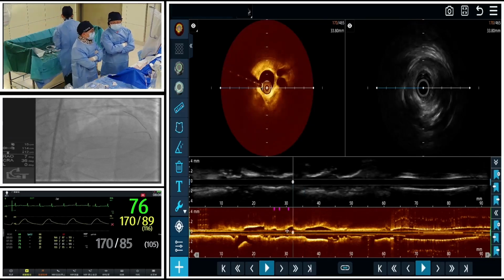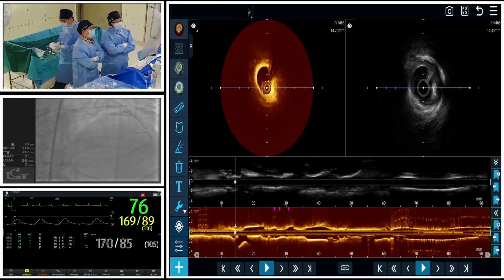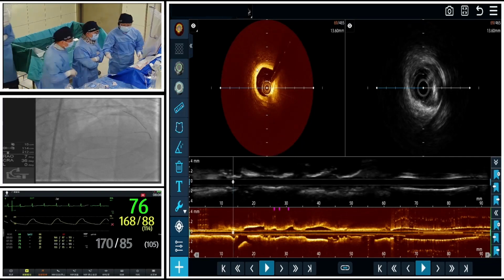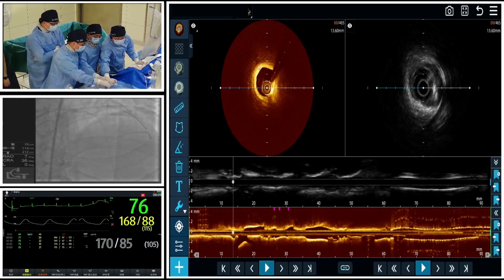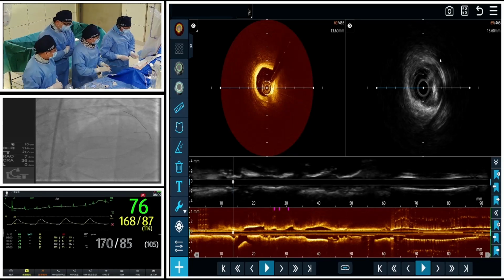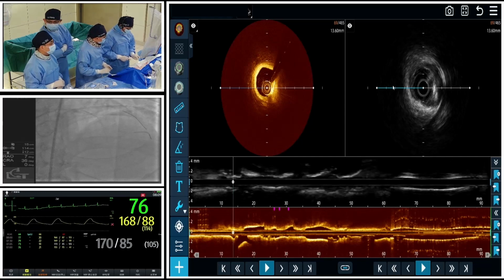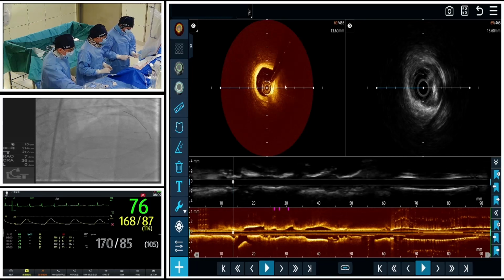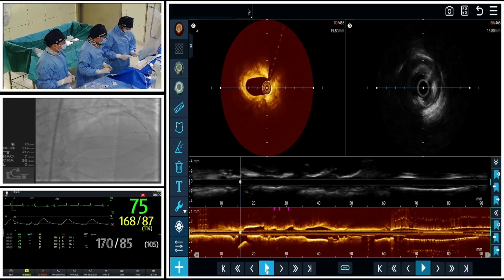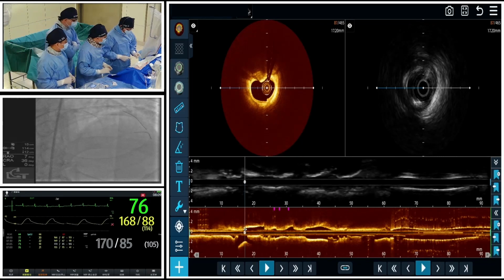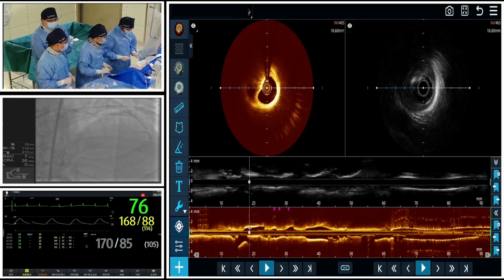This run is from the proximal RCA to the left main trunk. At the mid part of the RCA, we can see that the vessel diameter is relatively 2.5 to 2.6 millimeters. On the right side is the IVUS image. Comparing these two images, we can see some very severe eccentric plaque with high plaque burden. As the pullback comes to the proximal part of the RCA, we can see some superficial and some deep calcification in combination.